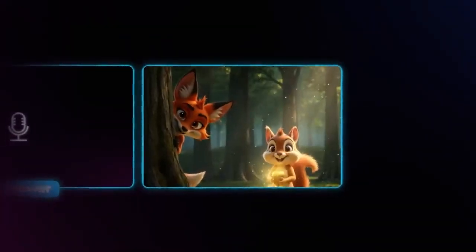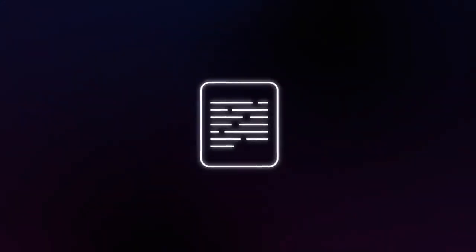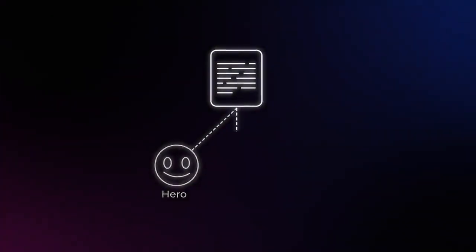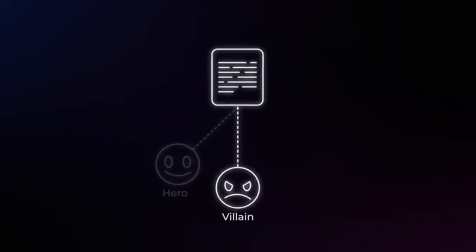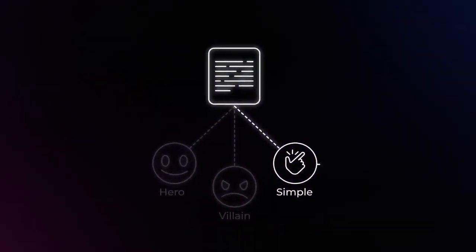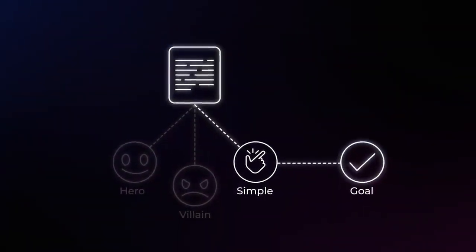Now let's start with the first step, which is writing the script. To write a good cartoon script, we need a couple of key things in it. First, we need a hero, so someone the audience will be rooting for. Then we need a villain, someone the hero is going to defeat. And then finally, we need it to be a super simple, easy to follow story that just progresses naturally toward the hero finally doing something great and succeeding at whatever he set out to do.